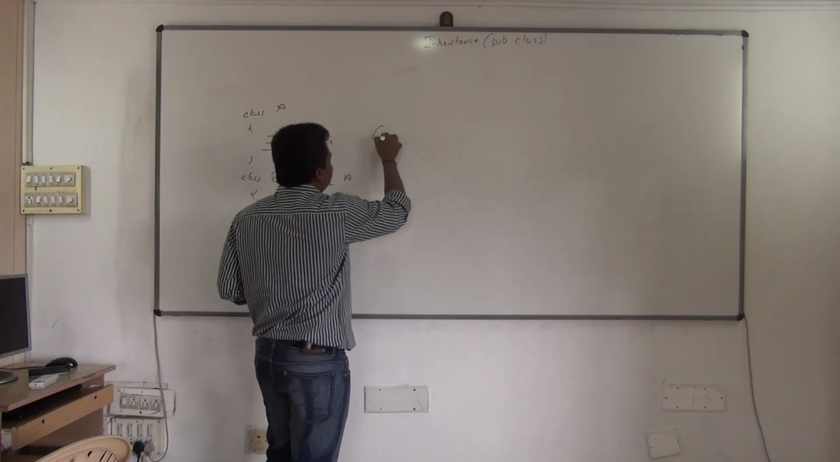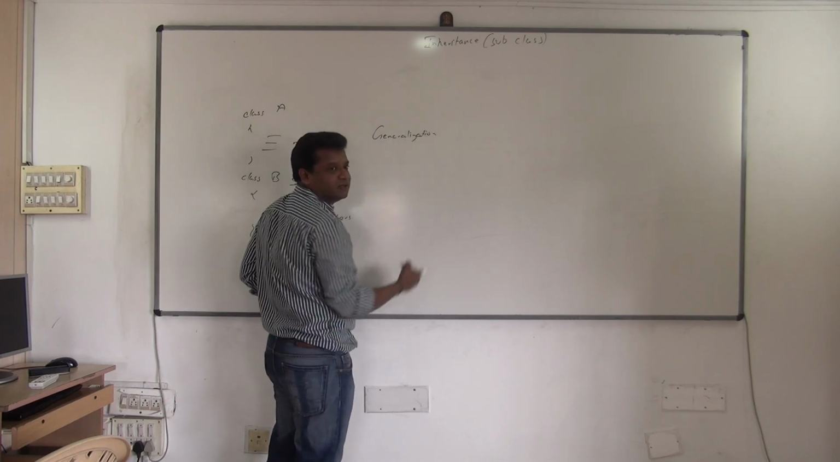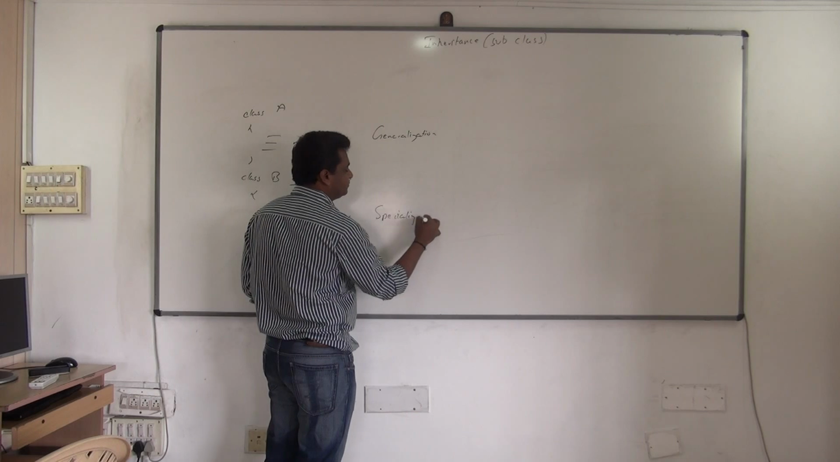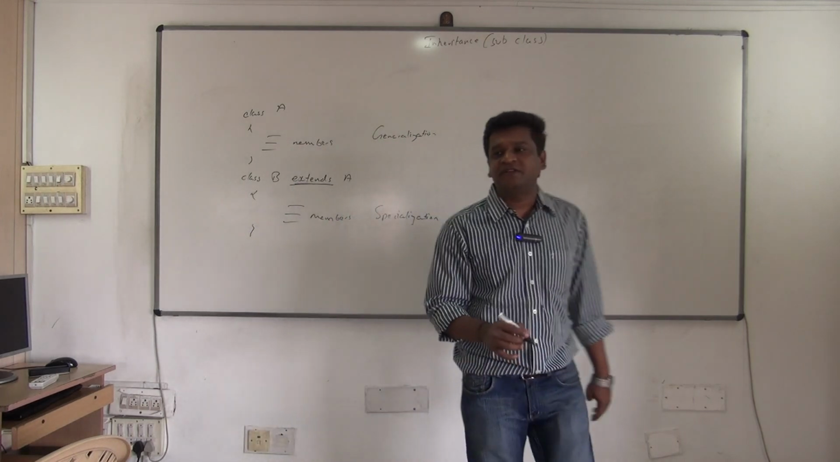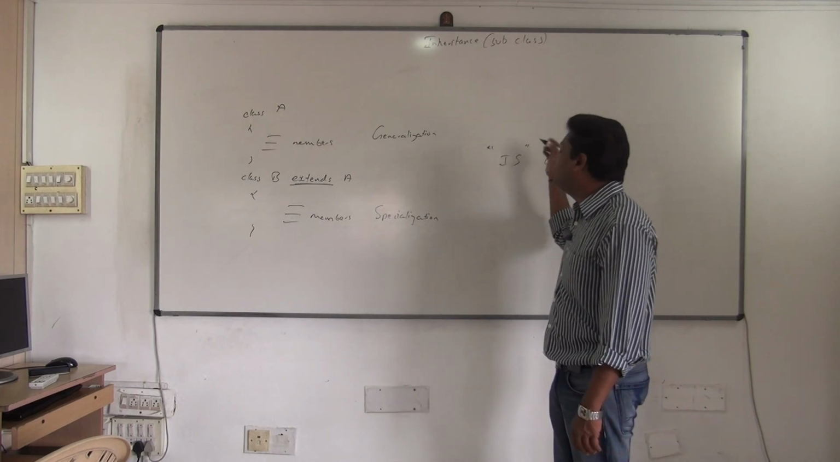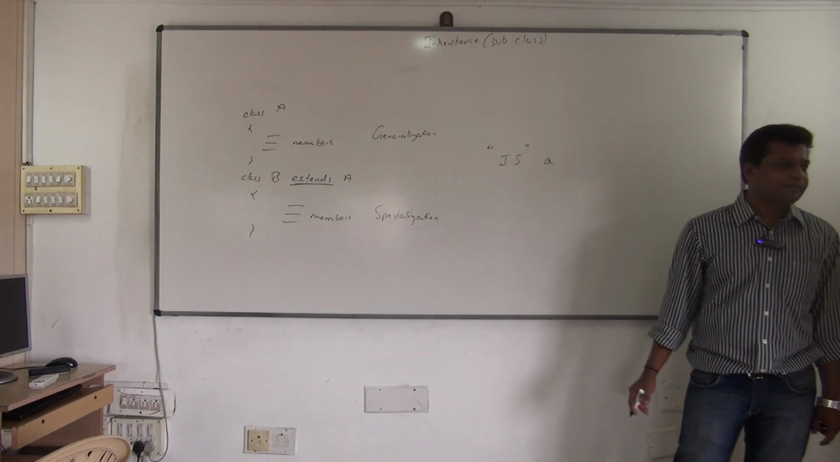So here we call it as generalization. Superclass is used for doing what? Generalization. This is used for doing specialization. And we always do inheritance when there is a relationship. Remember that. Do not forget this. This is the most important concept of inheritance now.